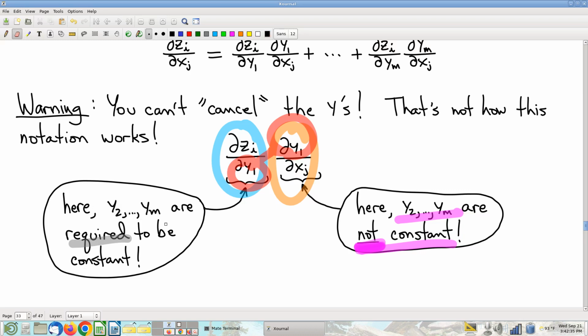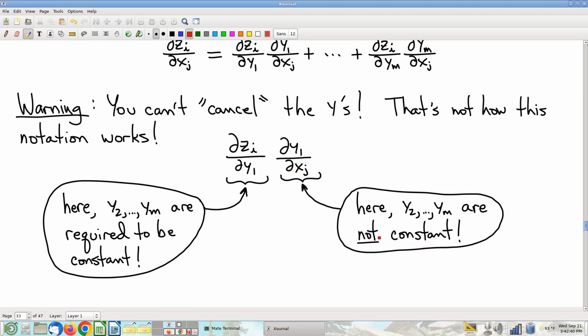Don't make the mistake of thinking that you can just cancel these things or that you can just treat partial derivatives like fractions in general. It just doesn't work. Okay, what do you think? Is everybody okay with that? All right.